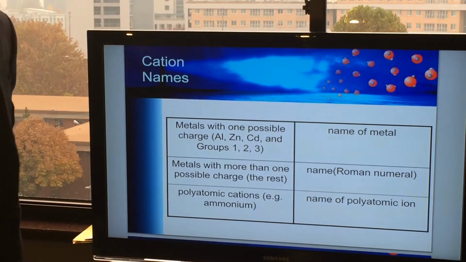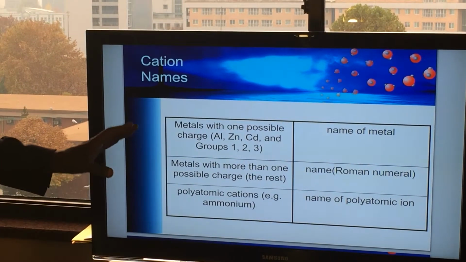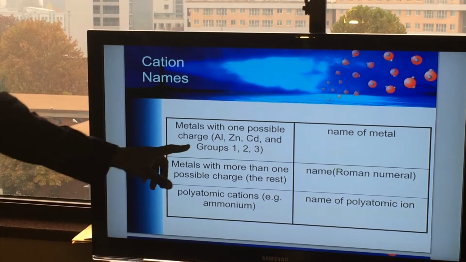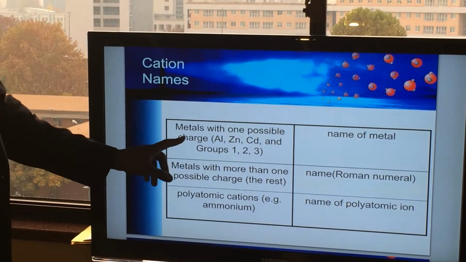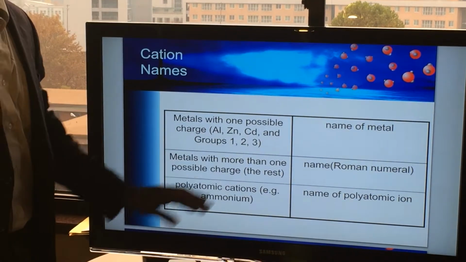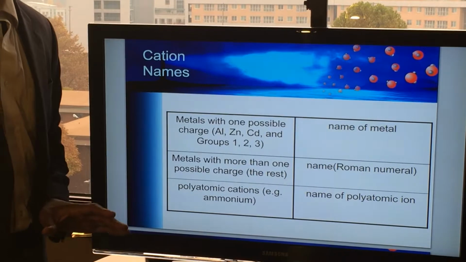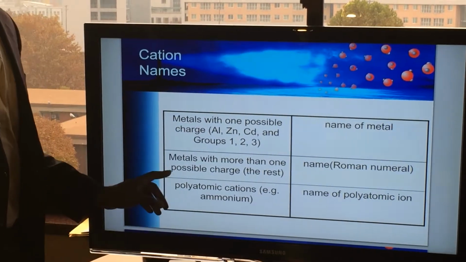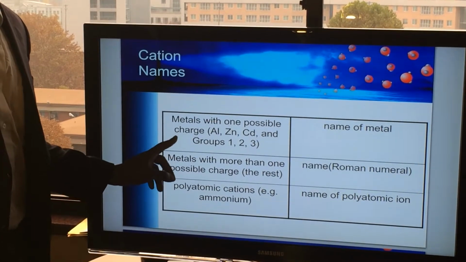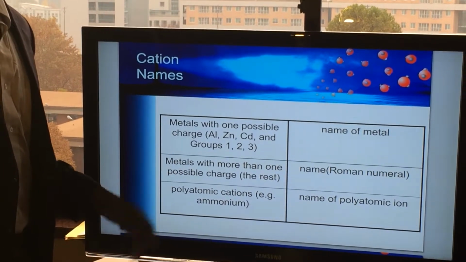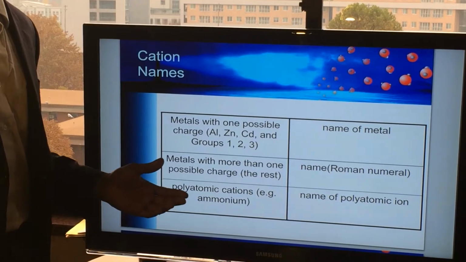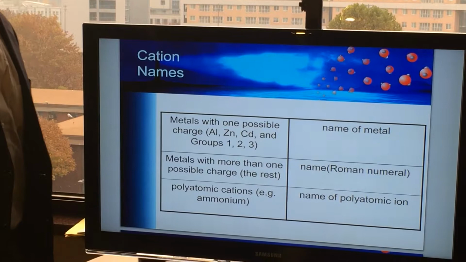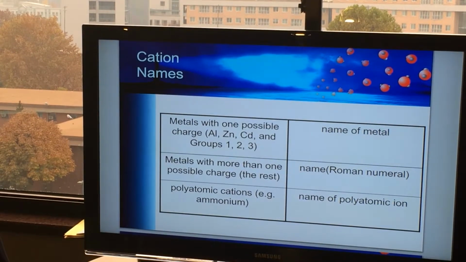And this is a review of how to name each cation. So if it's located in group 1 through 3, or if it's the metals aluminum, zinc, and cadmium, then you know that they only have one possible charge, so you just give the name of the metal. Other metals that aren't listed above or included in this list, they can have a possibility of having more than one charge. So you need to provide the name of the metal and a Roman numeral to indicate which charge is present on that ion.